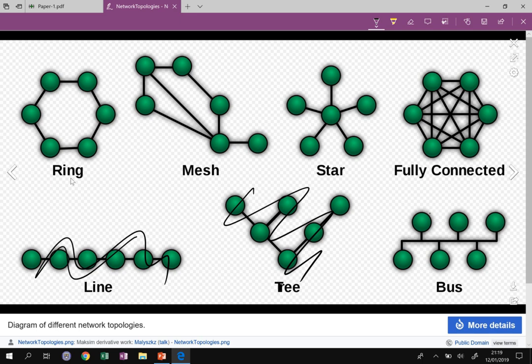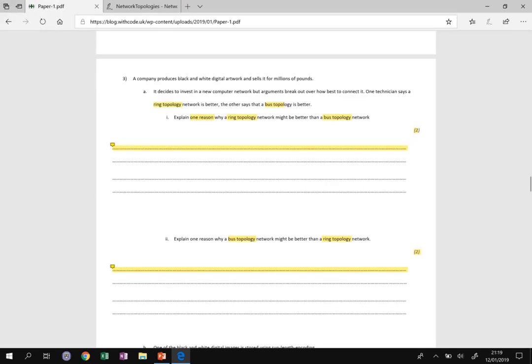So bus is really fast for a small amount of data, but as more and more data is transmitted on a bus, there are more and more collisions and it slows down. So how does that relate to the question? Let's have a look.